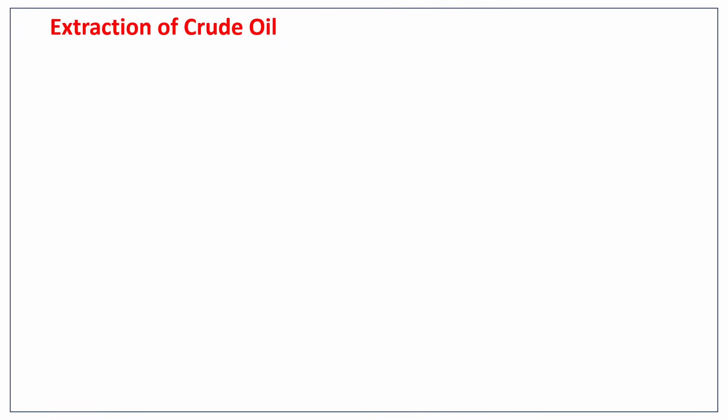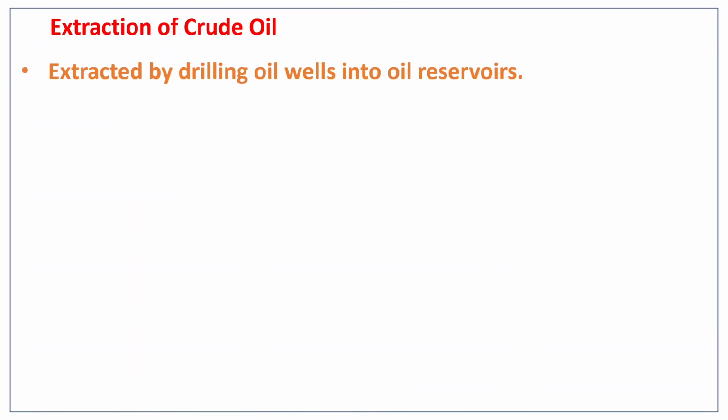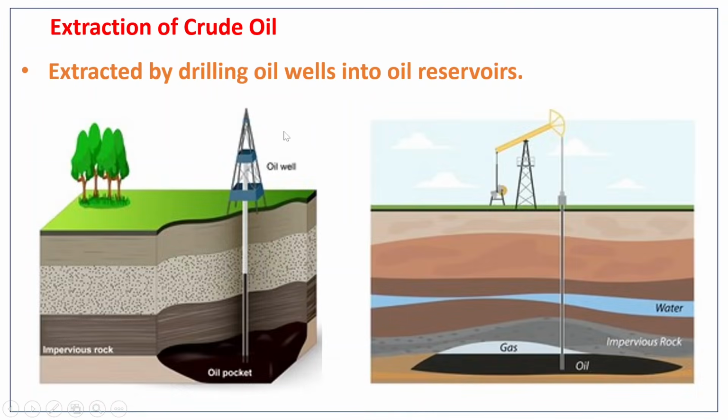Once crude oil is found underground, trapped in sedimentary rocks, what is next? What is next is extracting it, which is extraction of crude oil. So here we must understand that crude oil is extracted by drilling oil wells into oil reservoirs. Those places where crude oil is trapped are what we are calling reservoirs.